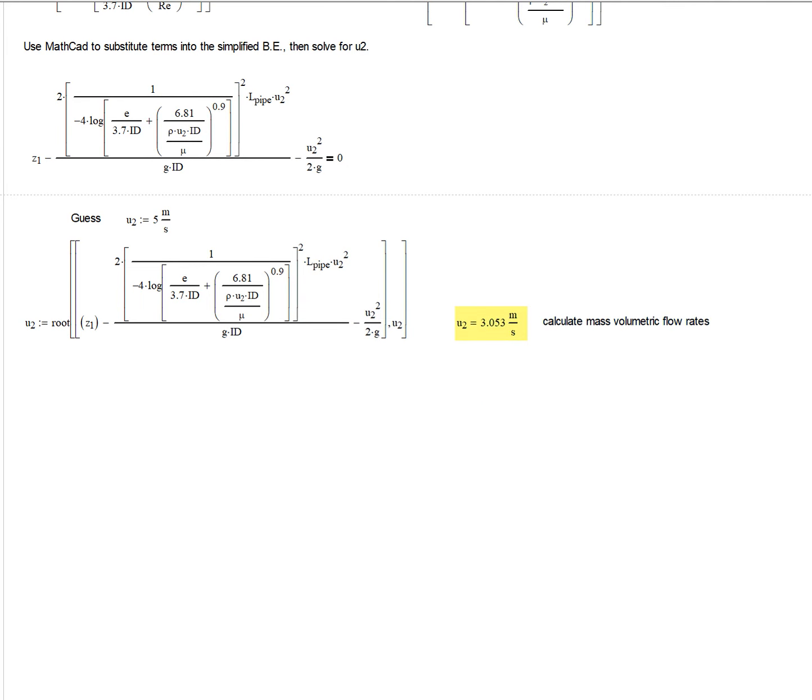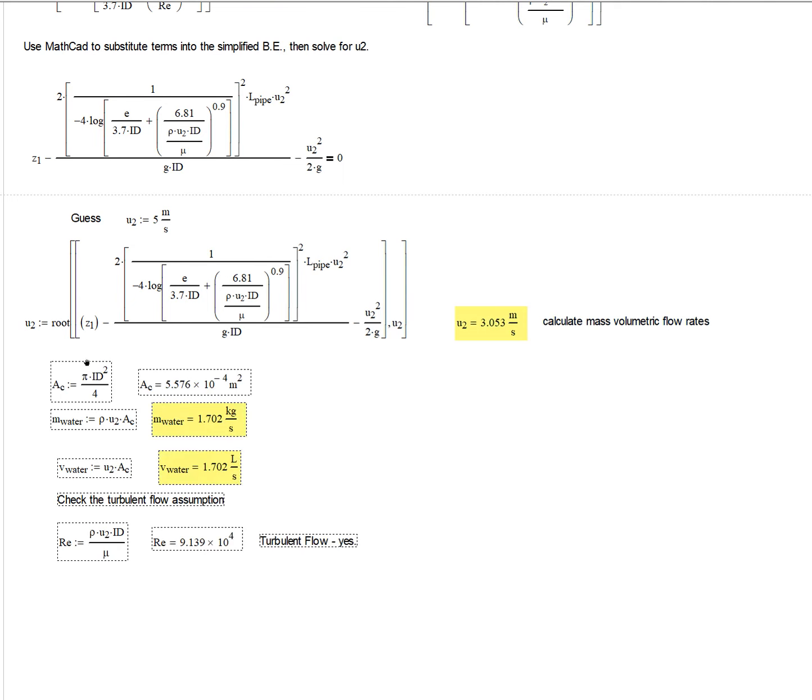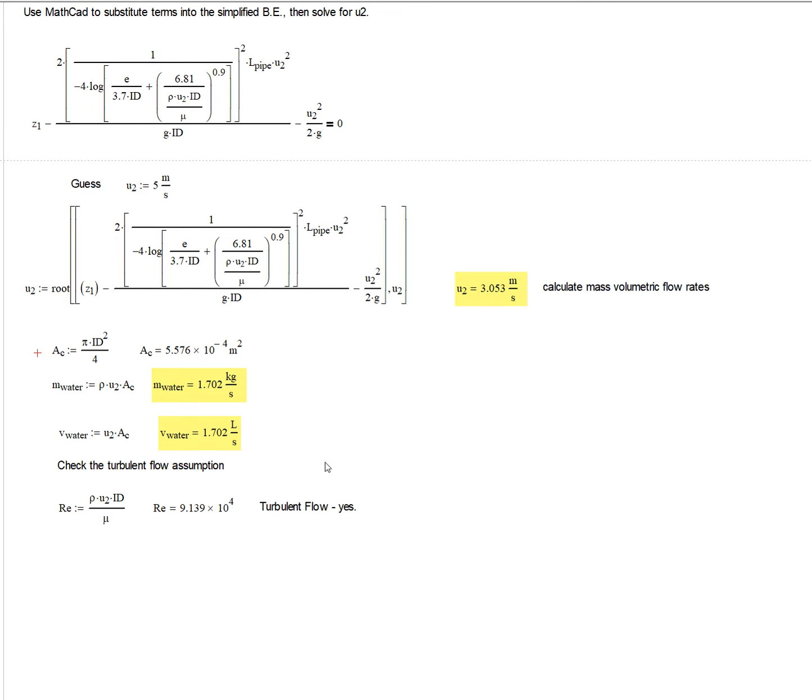We are asked to calculate the mass flow rate and the volumetric flow rate, and we can do that by calculating the cross-sectional area of the pipe. You get that, and then we take the density, linear velocity, and cross-sectional area. We get a mass flow rate of 1.7 kilograms per second. We can then take the linear velocity and cross-sectional area and get a volumetric flow rate of 1.7 liters per second, and that is because the density, of course, is 1 kilogram per liter, so we get the same numerical answer.